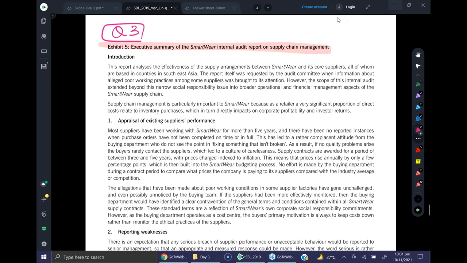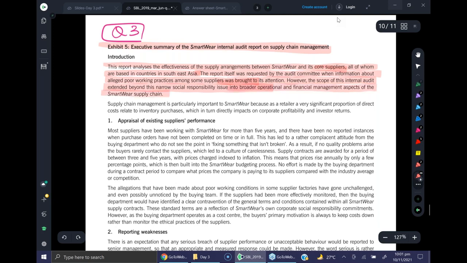Introduction: this report analyzes the effectiveness of the supply arrangements between Smartware and its core suppliers, all of whom are based in countries in Southeast Asia. The report itself was requested by the audit committee when information about alleged poor working practices among some suppliers was brought to its attention. However, the scope of this internal audit extended beyond this narrow social responsibility issue into broader operational and financial management aspects of Smartware's supply chain.